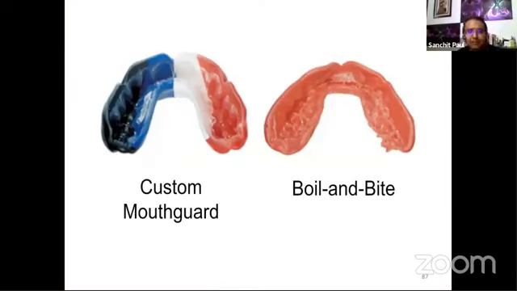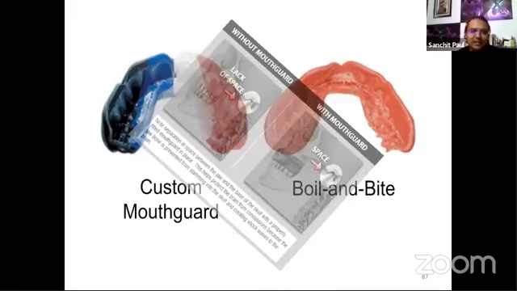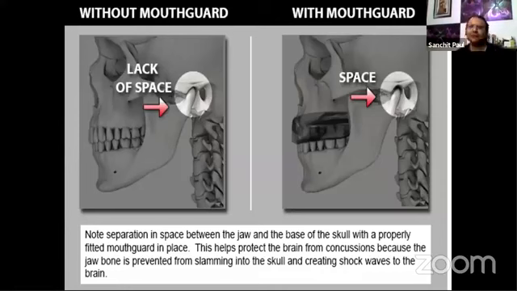So there are custom mouth guards available, the boil and bite type available, or one can easily get one prepared from the lab. There are so many labs available. But we are not only managing the teeth, we are also managing our TM joints and maybe a future migraine issue, TM joint issue, and temporomandibular disorders.